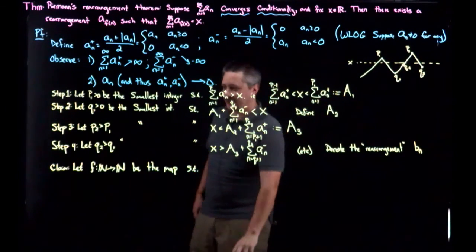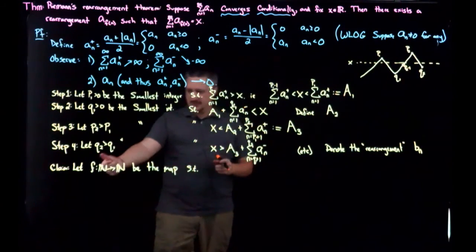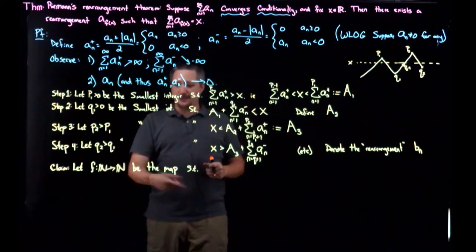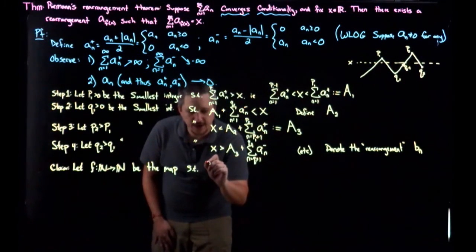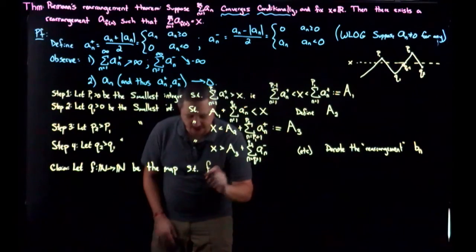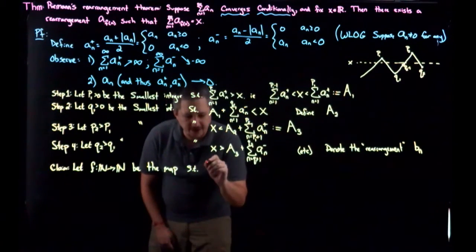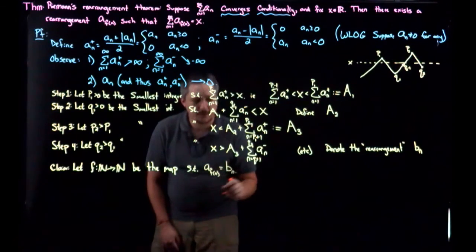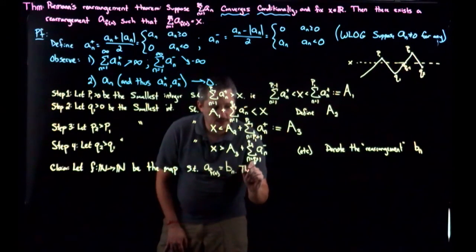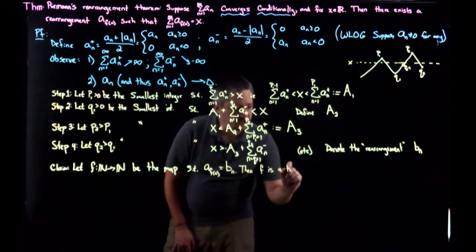So now I want to show that it actually is. So my claim is that I'm going to let f, from n to n, be the function such that a sub f of n equals Bn. Then my claim is f is a bijection.